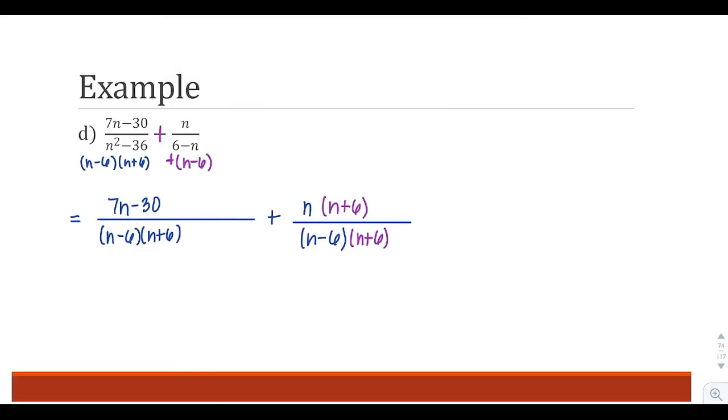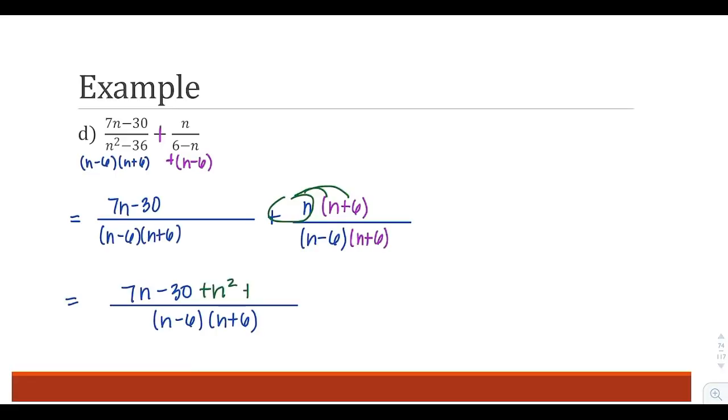So we're going to go ahead and have one fraction now, one rational expression, n minus 6 and n plus 6 on the bottom. And on the top is 7n minus 30. And here, let's go ahead and start to make some of our work a little bit shorter. So we are distributing this positive n to each term here. So we are going to have plus n squared plus 6n.